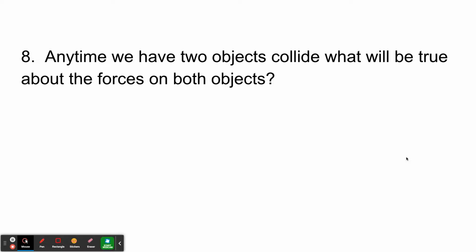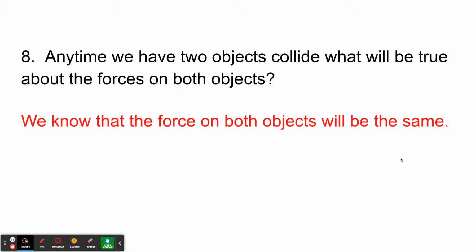Question 8, anytime we have two objects collide, what will be true about the forces on both objects? Well, we know that the force on both objects are going to be the same. That's what Newton's third law tells us. And that's what we saw in Amplify when we crashed objects into each other, where one was half the mass of the other. The half mass one always had double the acceleration, and that only happens when the same force is applied to both.